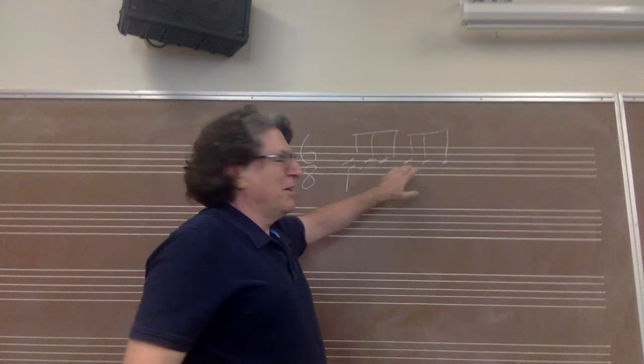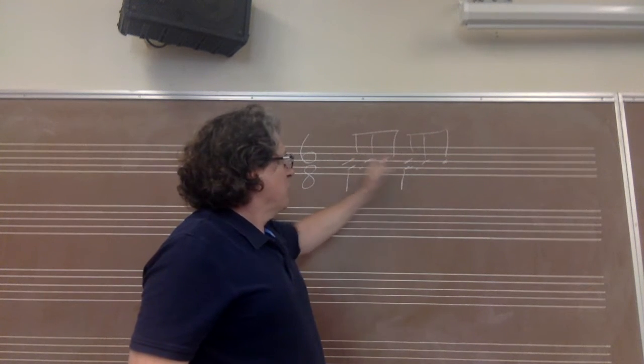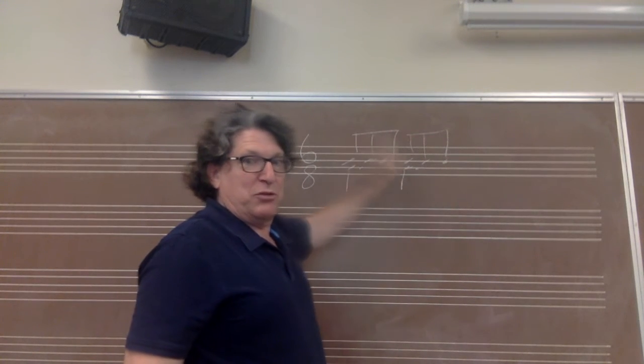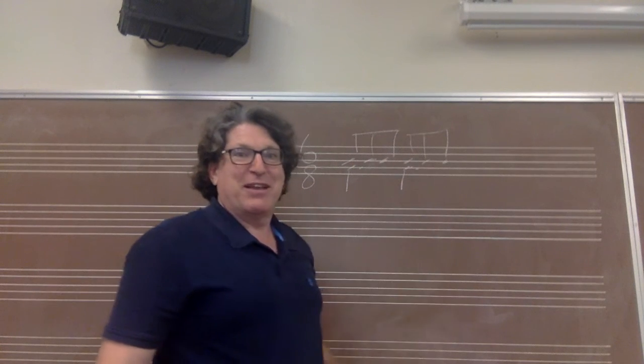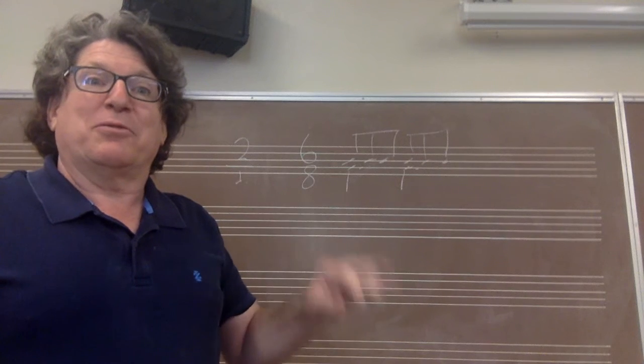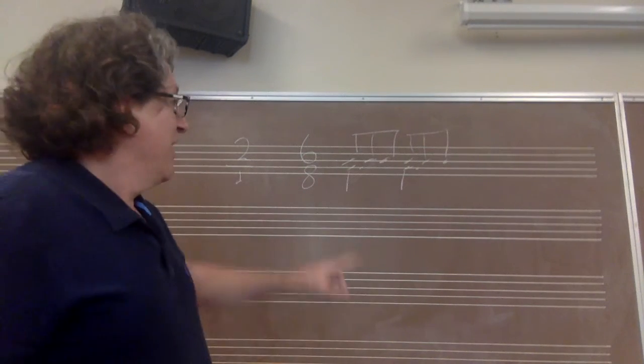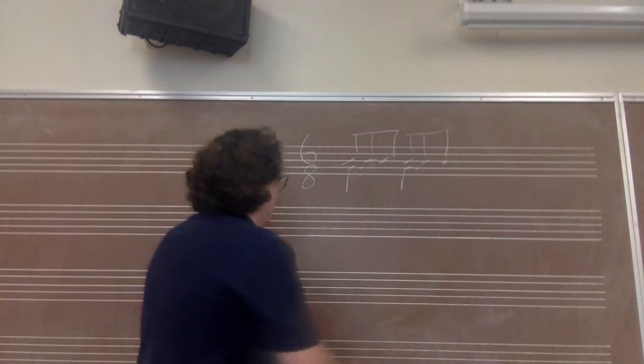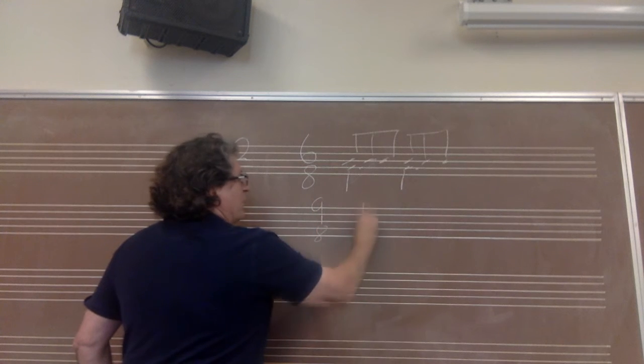1, 2, 1, 2. But it gets divided into groups of 3 instead of groups of 2. 1, 2, 3, 4, 5, 6. There are a lot of marches that are done this way, 1, 2, 3, 4, 5, 6. It's not uncommon. We also see 9/8 and even 12/8.